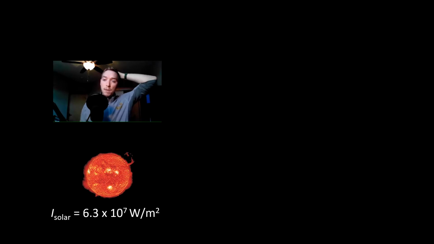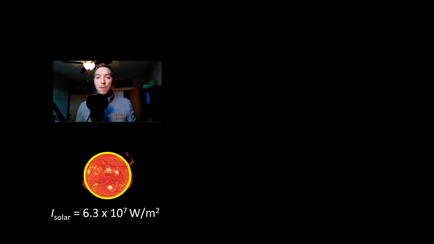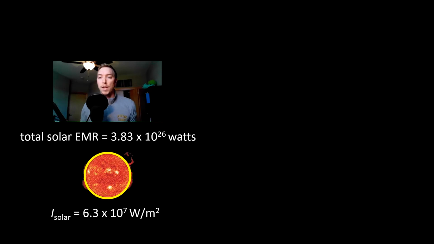So here we can see again our sun. Radiant energy emitted by the sun's surface is about 6.3 times 10 to the 7th watts per meter squared. So our total solar electromagnetic radiation emitted by the sun is on average 3.83 times 10 to the 26th watts.